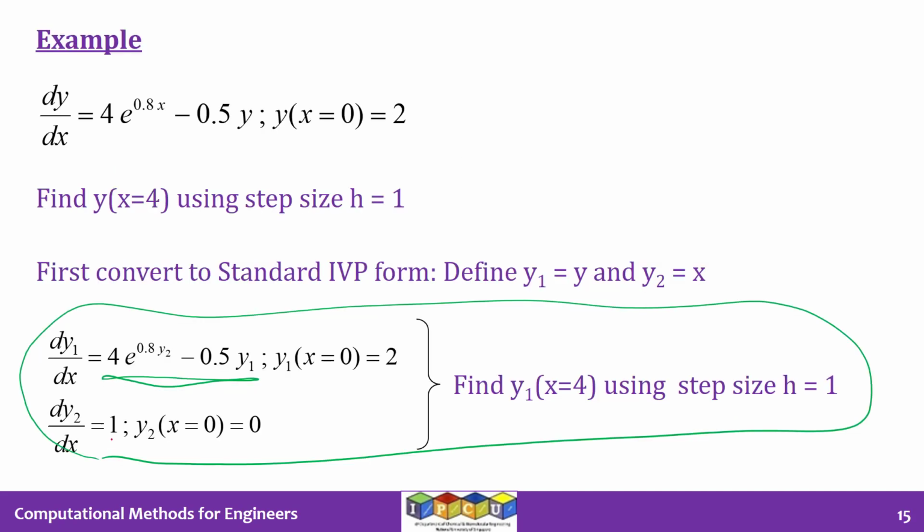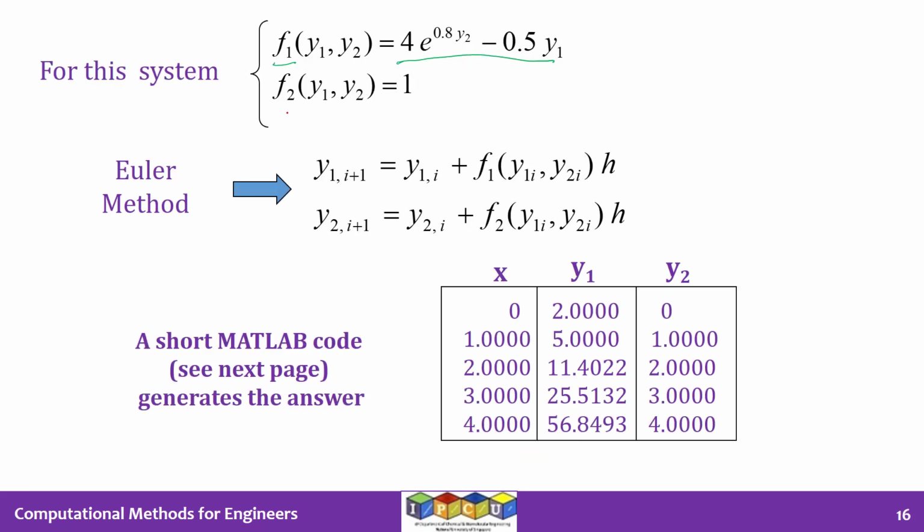f2, which is the right hand side of the second ODE, is equal to 1. So f2 is equal to 1. And for this system, if you invoke the Euler method, you're going to get this expression. Because dy1 by dt is only a function of f1, y1 at i plus 1 is going to be equal to y1 at i plus the function f1 evaluated at y1i and y2i.